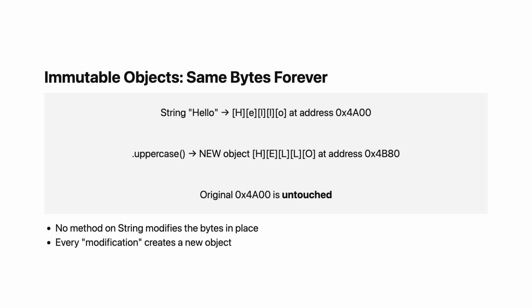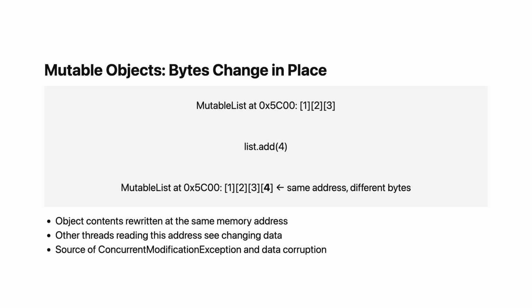Now, contrast that with a mutable object. Take a mutable list backed by an array list. When you call add("Subham"), what happens? The runtime goes to the memory where the list's internal array lives and writes new data into it. The object at the same address changes its contents. Its bytes are rewritten in place. This is fundamentally different from the string case, and it is where problems start.